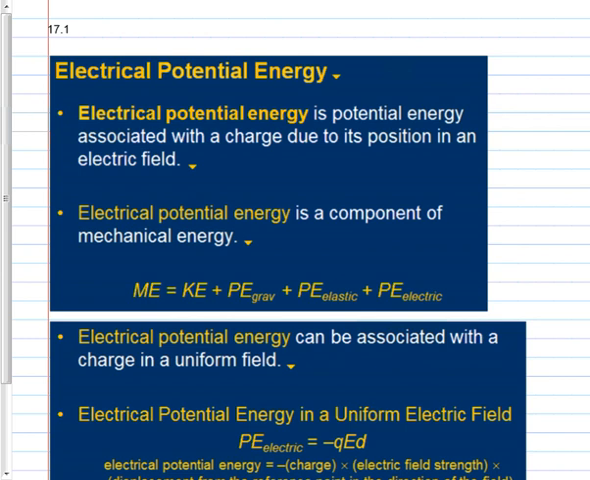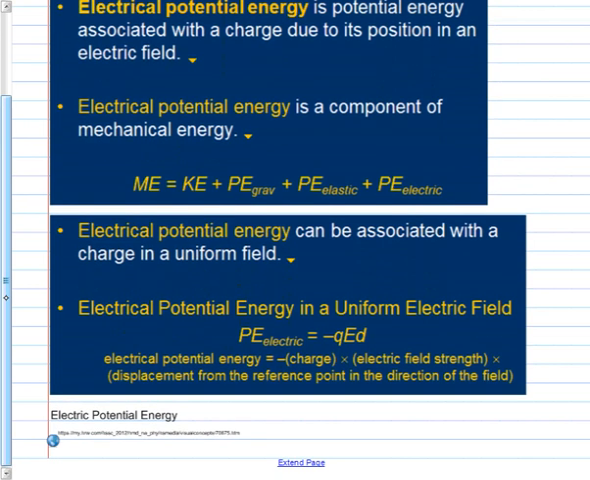If I raise a mass in a gravitational field, I change the gravitational potential energy. The position of that mass in the gravitational field changes its potential energy. That's the same idea with electrical potential energy: if I have a charge in an electric field, depending on the position of that charge, it's going to have a different amount of electric potential energy. So electrical potential energy is just another component of all this mechanical energy that we've been learning about.